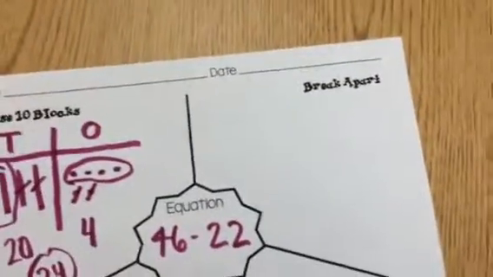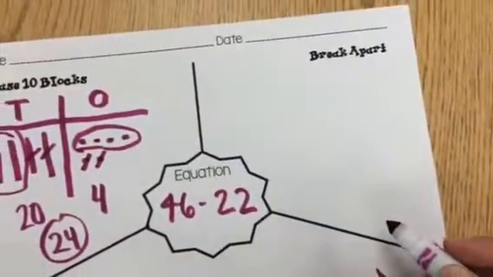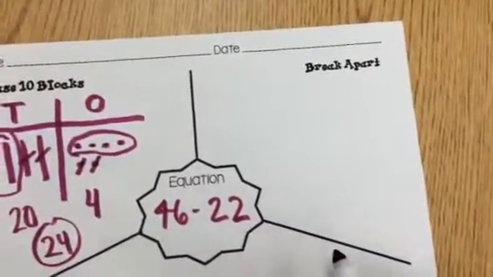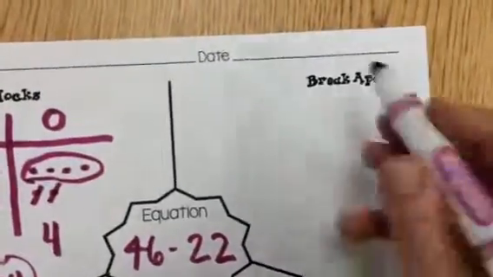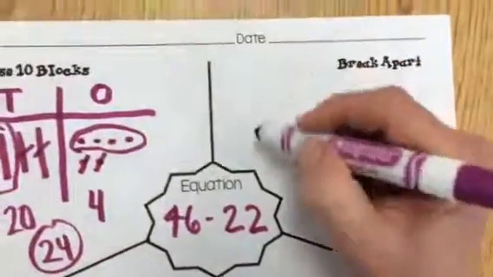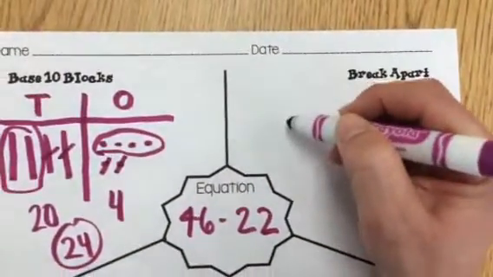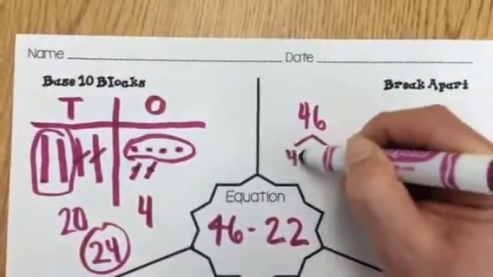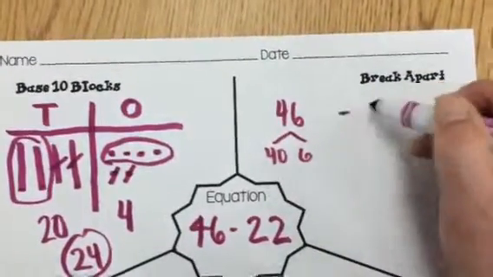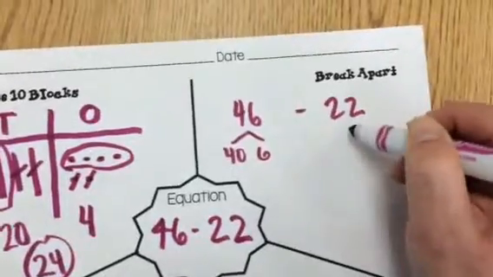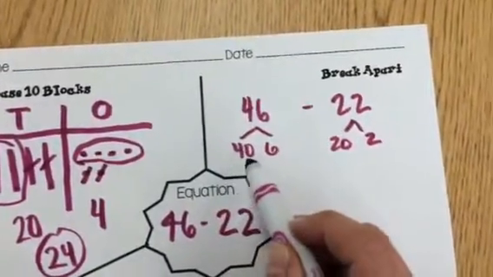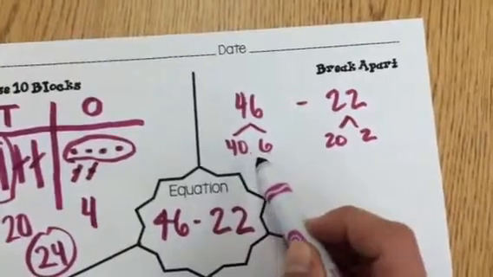Another representation of that is the break apart strategy, which really is the same thing, just in numerical form instead of manipulatives or a pictorial form. So I'm going to break apart my numbers. 46 can be broken apart into 40 and 6, whereas 22 can be broken apart into 20 and 2. And that's the same thing as saying it has 4 tens and 6 ones.